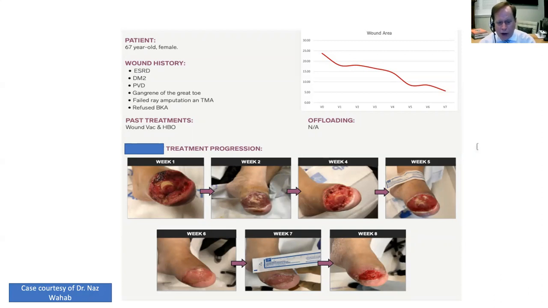So look at the progression over a period of 8 weeks. This wound progressed to such a degree that the wound really became acute in nature and then could certainly be treated with appropriate measures. So again, this is an unusual case. It's kind of an outlier, but it's something I did want to share with you because it really shows how significant this therapy can be.